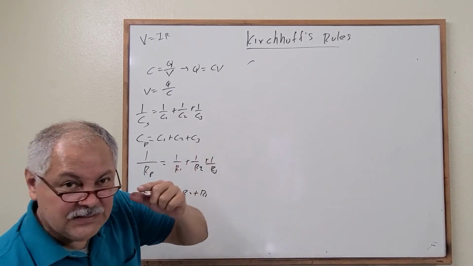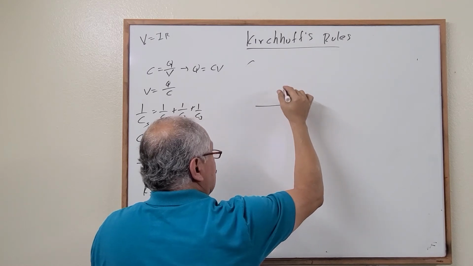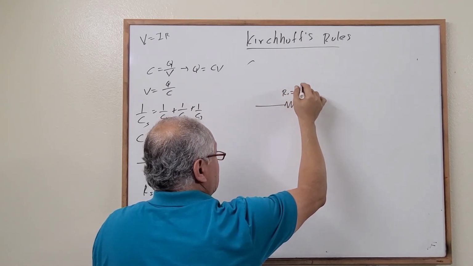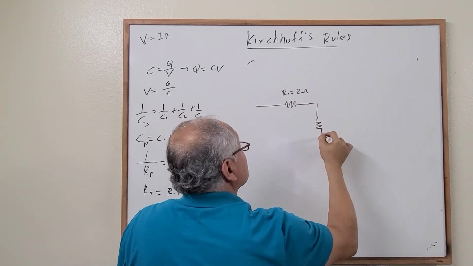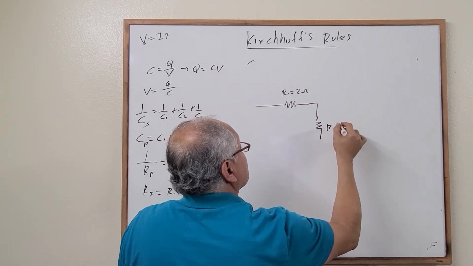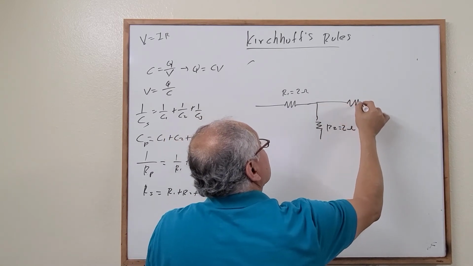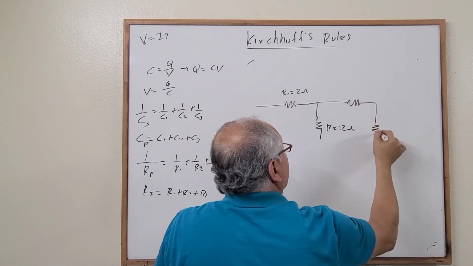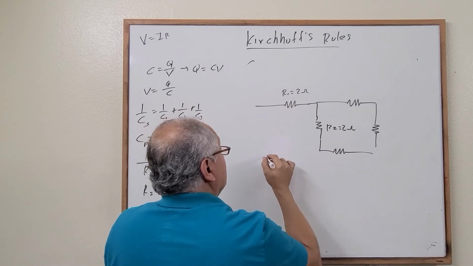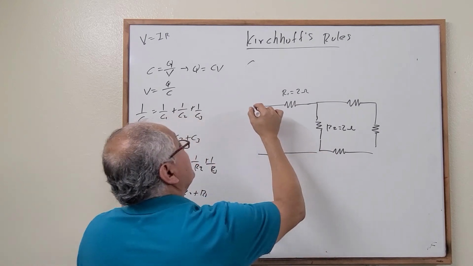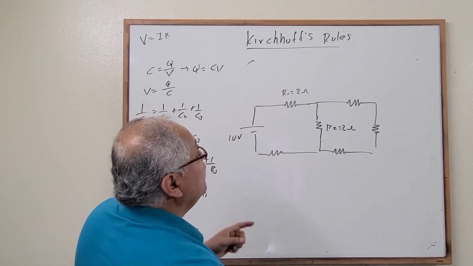Let's do the same thing as the circuit that we used before. Let's say R1 equals 2 ohms, and then we have another resistor. Let's say R2 equals 2 ohms again. Okay, another one right here, similarly to the previous one, correct? And in this way, imagine that we have a battery of 10 volts. Okay, now let's get values.